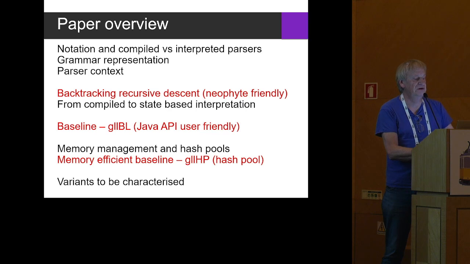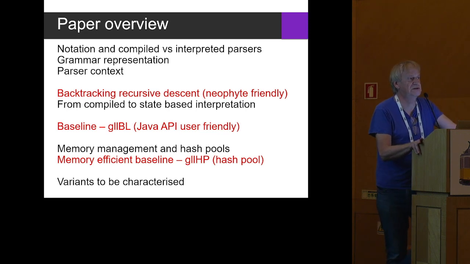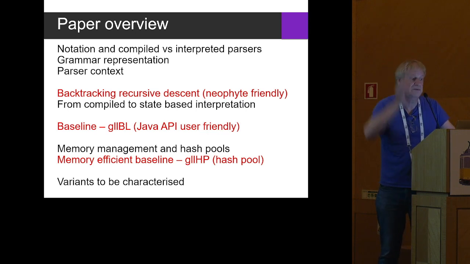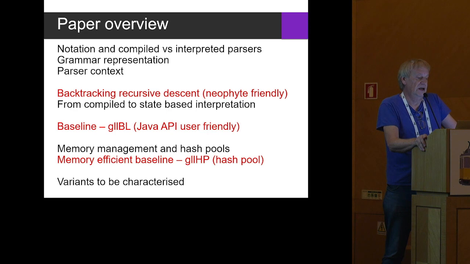Now, the two variants of the algorithm that are presented in this paper are called GLL baseline and GLL hash pool. So GLL baseline uses the standard Java APIs, and the intention there is that it'll look very familiar to any conventional Java programmer. They're not going to get freaked out by it, and they should be able to read the code and see exactly what it's doing, and very quickly come to the conclusion that actually it's not doing very much.